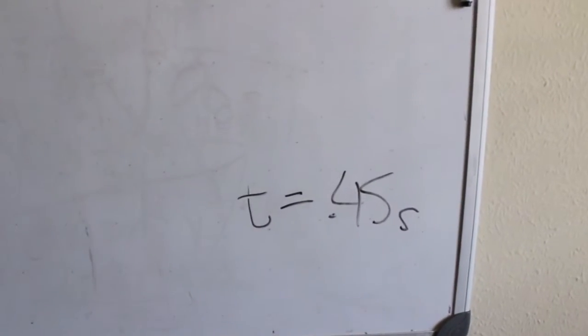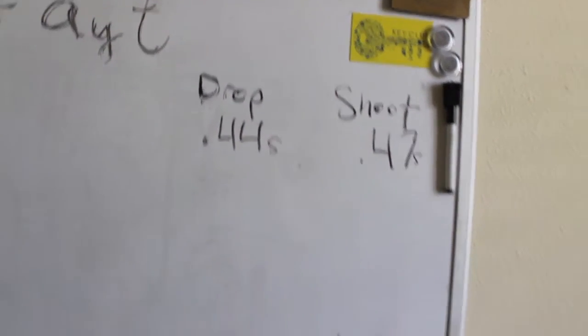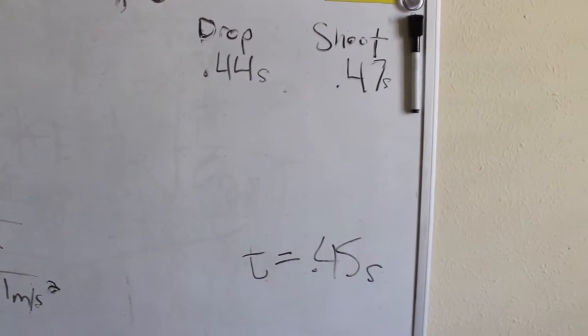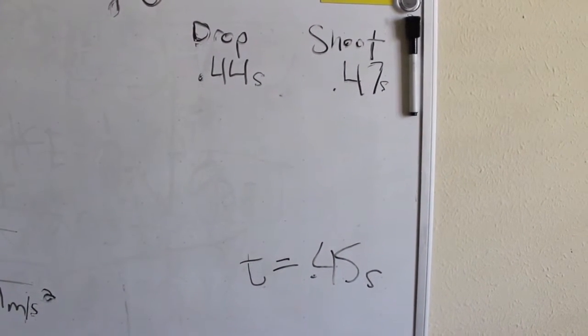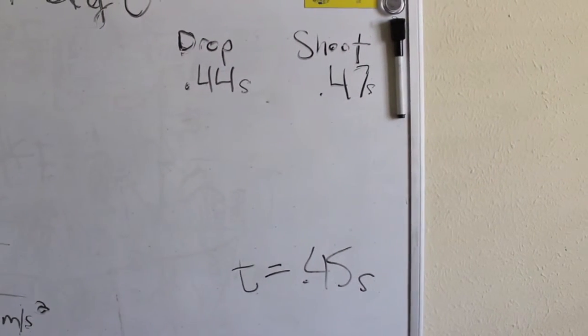That's more or less close to the experimental values of 0.44 seconds and 0.47 seconds. This is the drop, and this is shooting it horizontally. So our results may have been a little bit off due to human error, but the time that it generally takes for the bullet to reach the ground is the same.